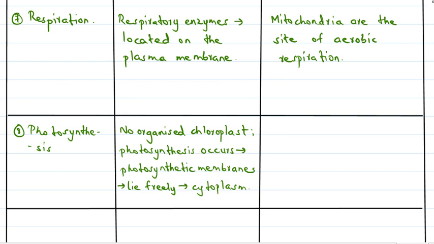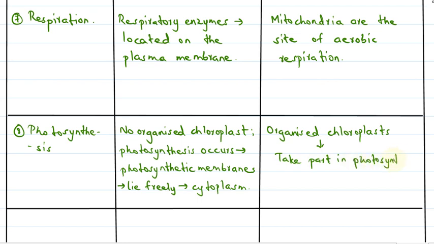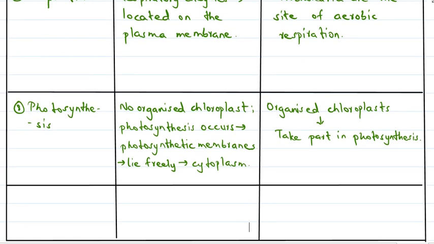Okay. Now in case of eukaryotic cells, there are organized chloroplasts. There are organized chloroplasts that contain stacked membranes called grana that take part in photosynthesis, and the process of photosynthesis usually takes place in plants. Okay, animals do not have chloroplasts and they do not perform photosynthesis.